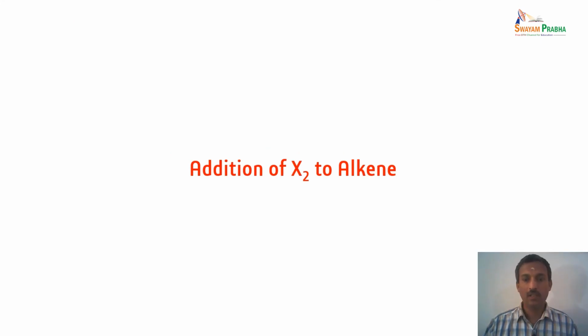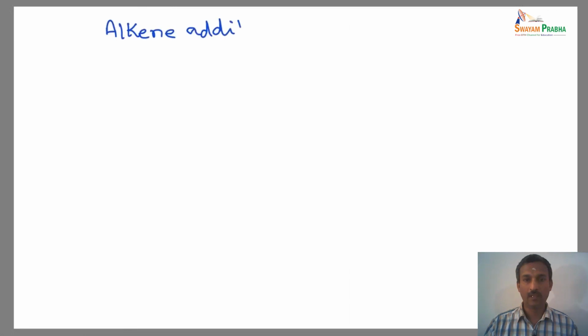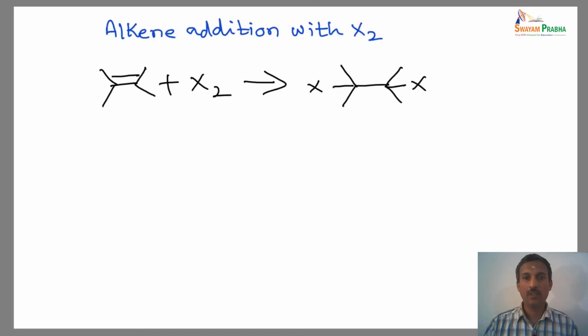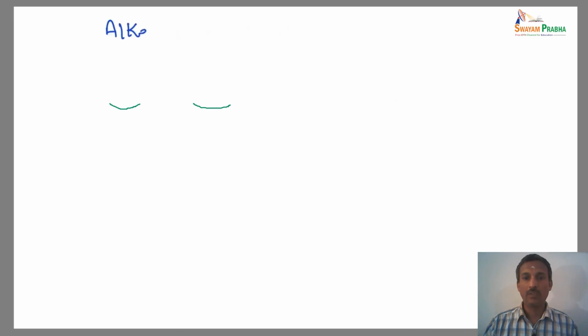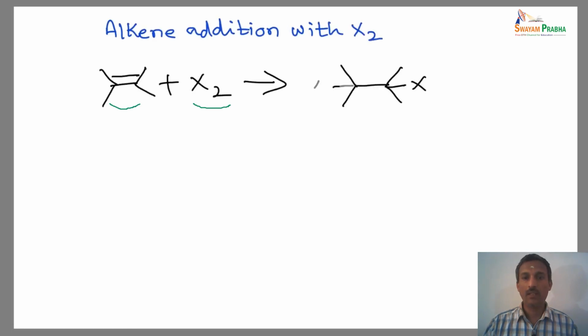The next one is addition of X2 to alkenes. Let us look at the addition of X2 to alkene. So here we have an alkene and X2 is added to this alkene. Because X2 is a symmetrical molecule, when we add the X across the double bond, whether the alkene is symmetrical or unsymmetrical does not make any difference. So we add the halogens across the double bond.